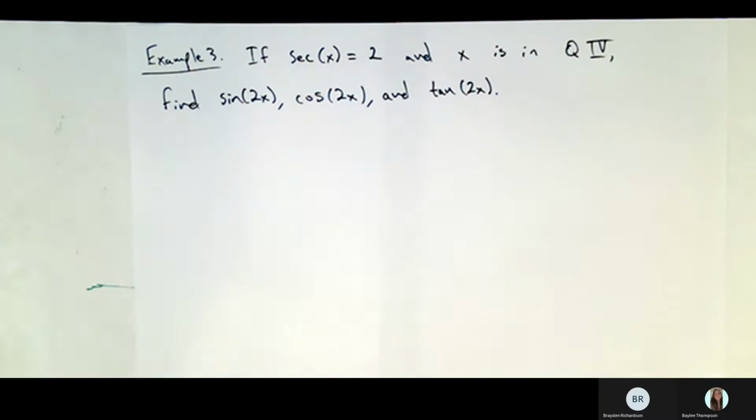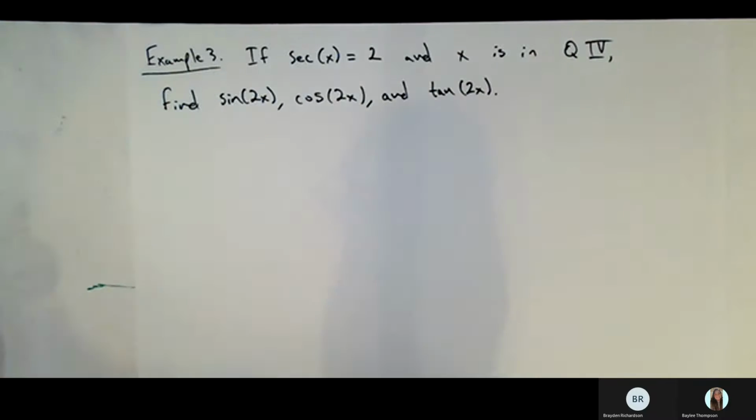We're going to build a triangle based off of what we're given. Then we're going to find sine, cosine, and tangent. We're going to decide what their signs are based off of the quadrant. And then we're going to use the formulas. Well, I dropped my red marker, so there it is. Okay.